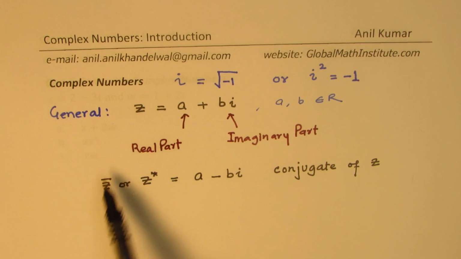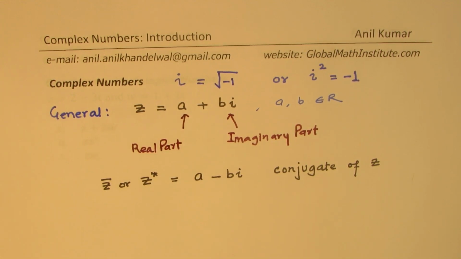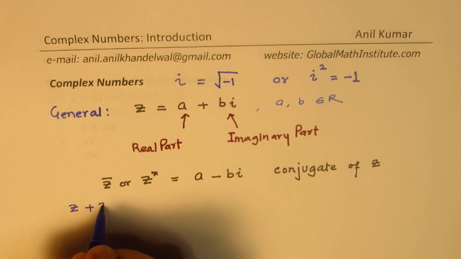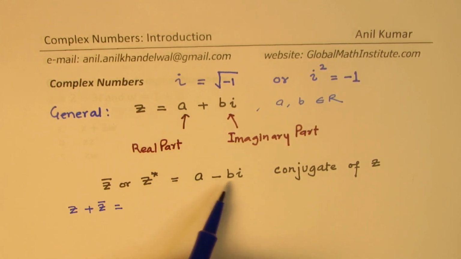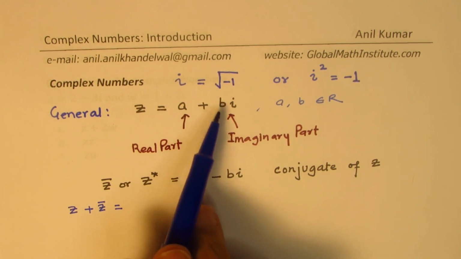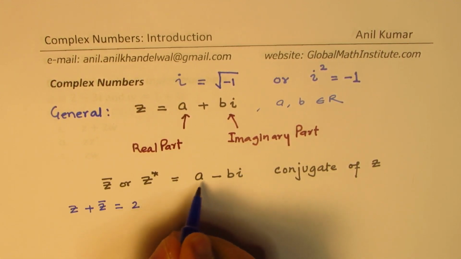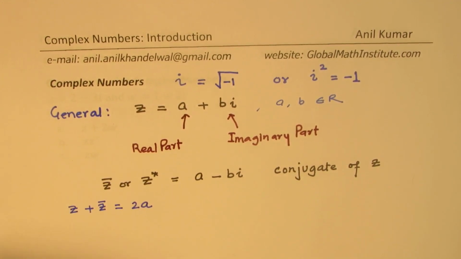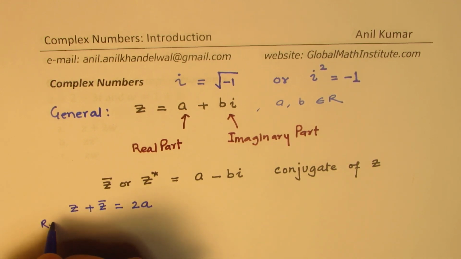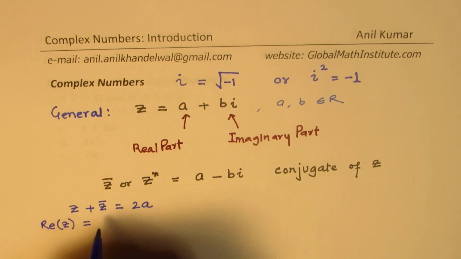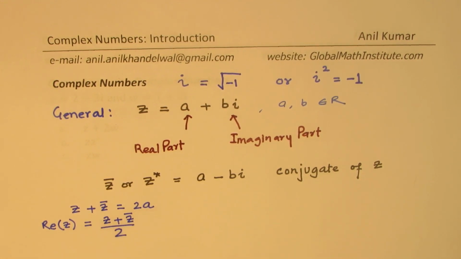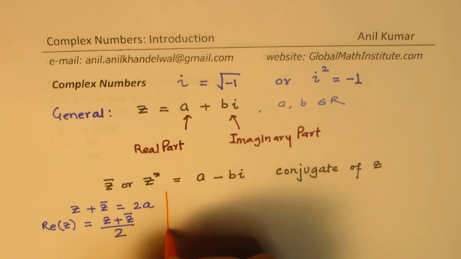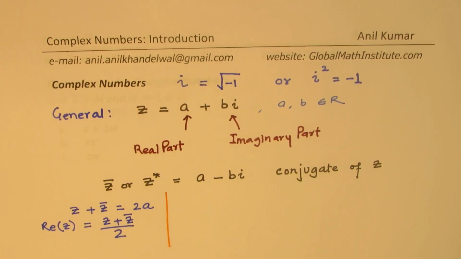Now this conjugate of a complex number leads to many important properties. You will notice that if you add the complex number with its conjugate, then what do you get? If I add these two, the real parts add up and the imaginary part cancels out. So that is equal to 2 times the real part a, right? So you can also write that the real part of a complex number is equal to half of the sum of the conjugate and the number itself. Is that clear to you? So the sum is always a real part.